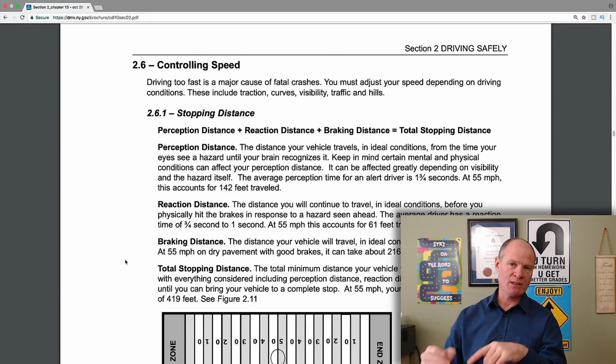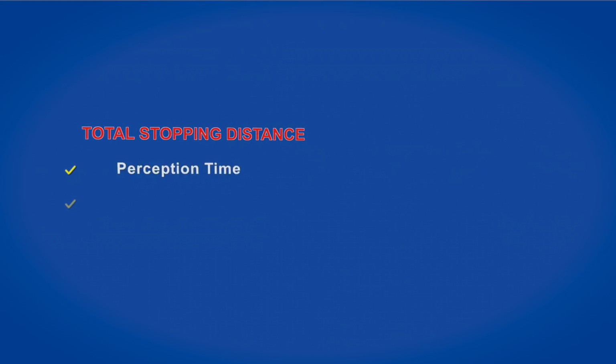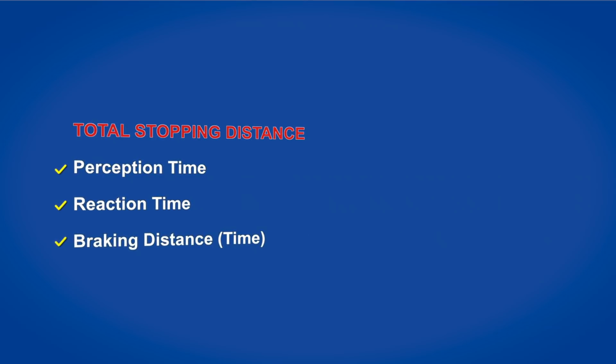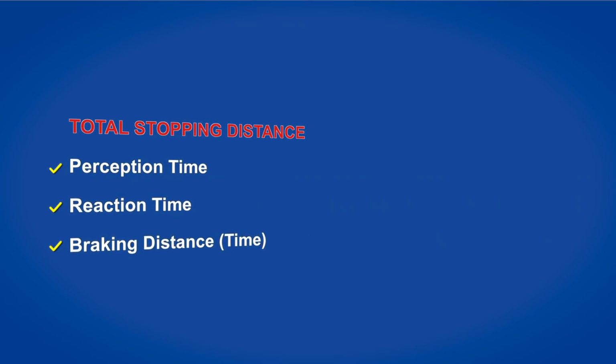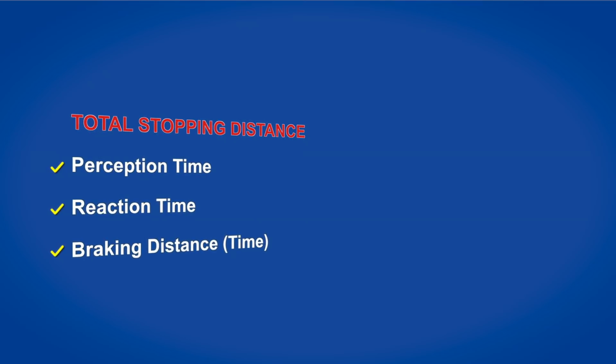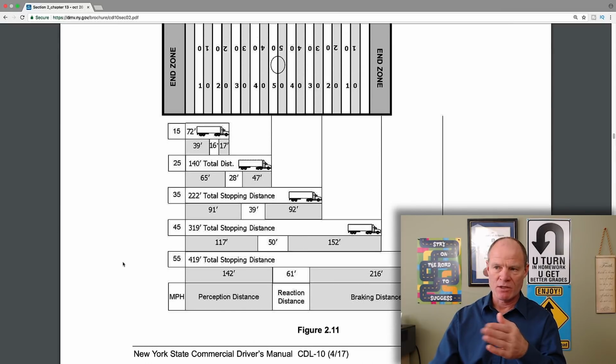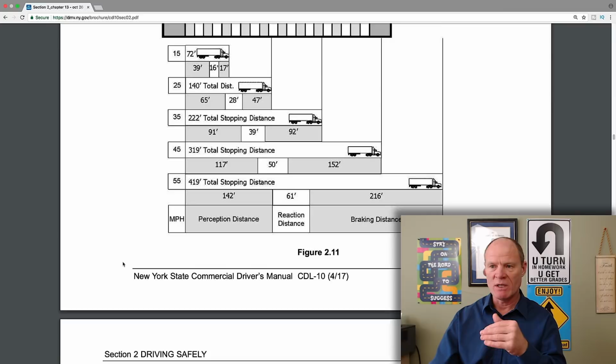Total stopping distance is perception time, the time that you see a hazard and you actually begin to recognize it as a hazard. Reaction time, the time it takes you from putting your foot off the throttle onto the brake pedal, and then the time it actually takes to stop the vehicle. And you can see down here that there are different total stopping distances required for different speeds.